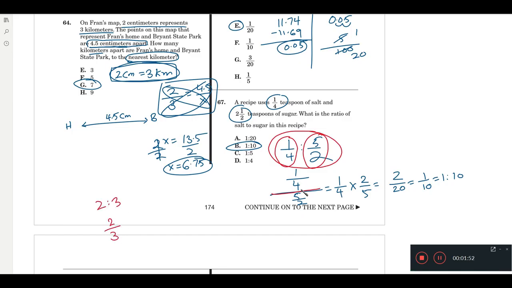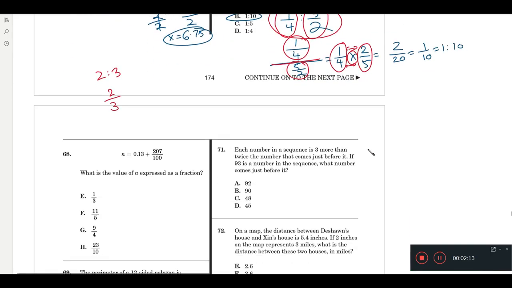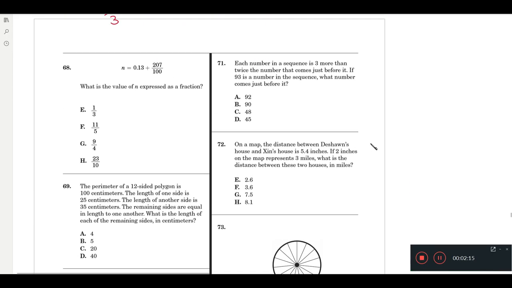So 1/4 to 5 over 2 means 1/4 over 5 over 2, and this is a fraction division. How do we deal with it? Remember KCF: keep, change, flip. We keep the first fraction, change the operation, and flip the second. Then we get 2 over 20 if we multiply, and then simplify to 1 over 10. Clear? All right, now let's go to number 68.